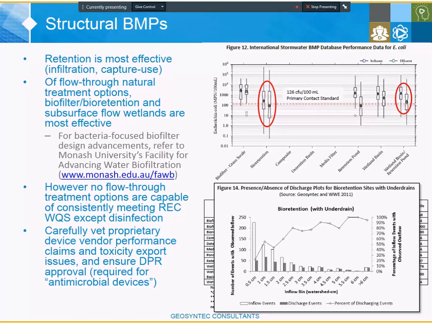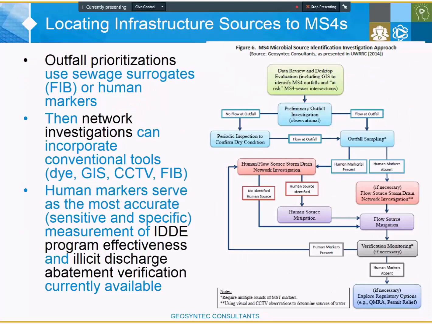Okay, now let's put aside the BMPs that are laid out in available guidance and talk a little bit about infrastructure sources of human waste. Within an MS4, we typically call this illicit discharge detection and elimination. Different permits, regions and permittees view IDDE differently, but the sewage illicit discharge aspect of IDDE programs is what I'm specifically talking about here. And it essentially follows two steps: an outfall prioritization step followed by a network investigation step.